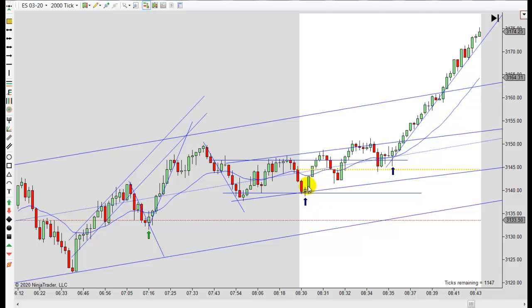And it's a nice little small bar. And we run up here and we turn back down. There's not a very good setup here. You might have thought about going short, high or low right here.